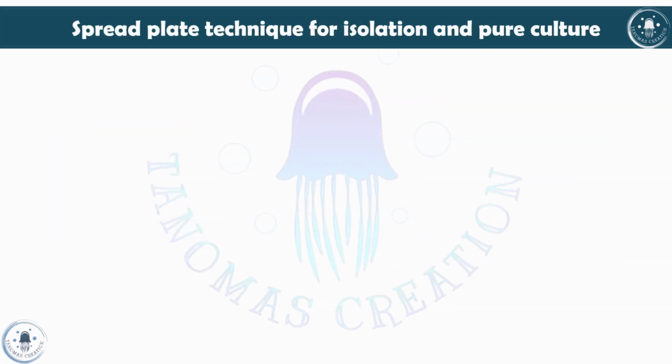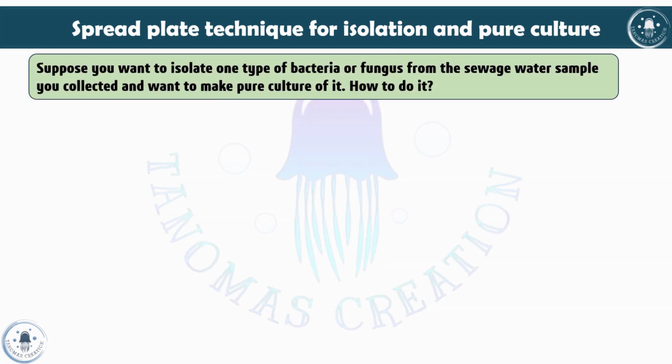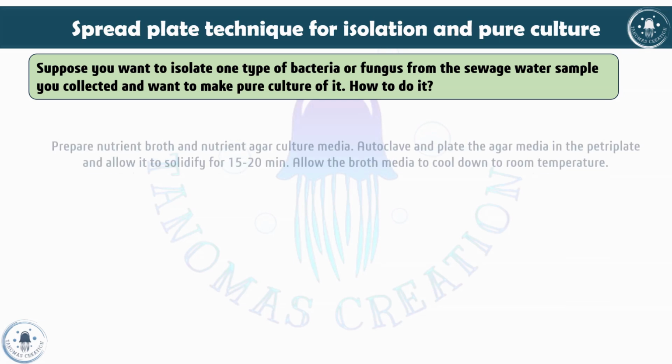Now coming to the isolation. So spread plate technique, as I said, is also used for isolation and pure culture. So coming to the isolation and pure culture method. Suppose now you have got the plate. Now from there you want to isolate one type of bacteria or fungus and you want to make a pure culture of it. So how to do it?